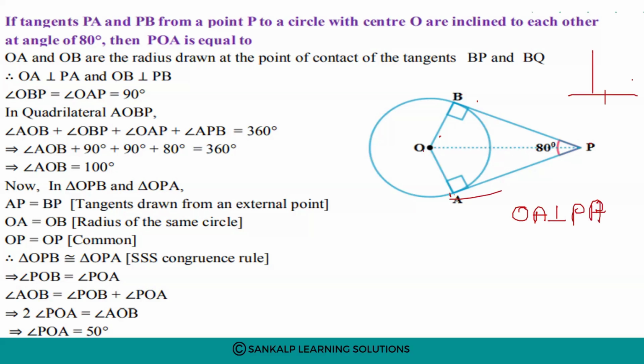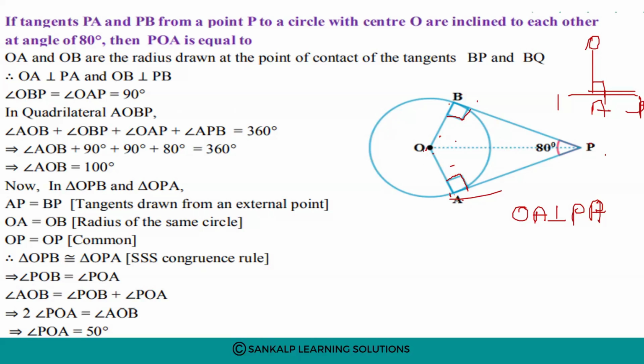So it is like this. This is OA and this line is perpendicular to PA. Here it makes a 90 degree angle, right? And OB is perpendicular to BP. Then OBP is equal to OAP. That means here it makes an angle of 90 degrees, and here also it is 90 degrees. So angles B and A are 90 degrees.